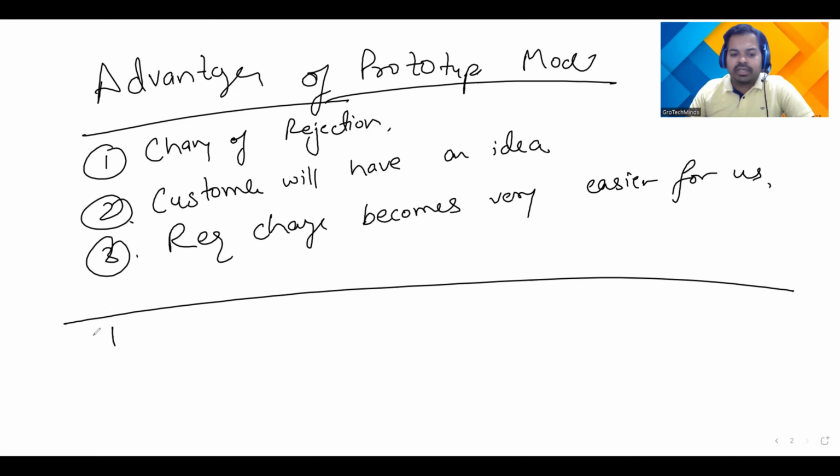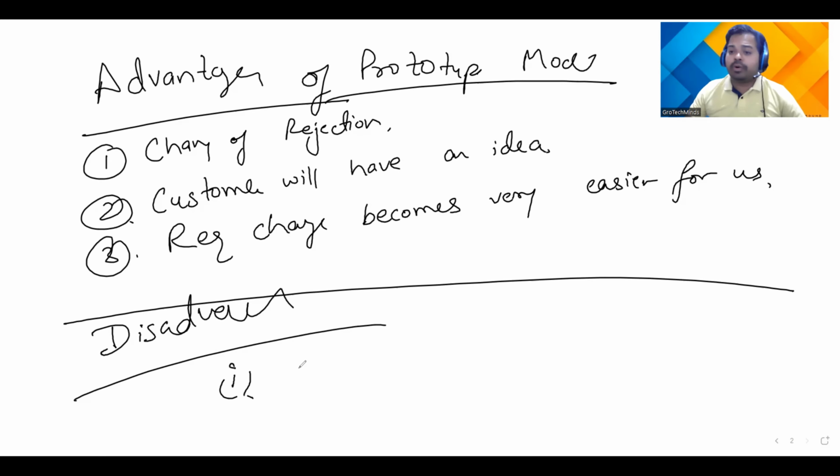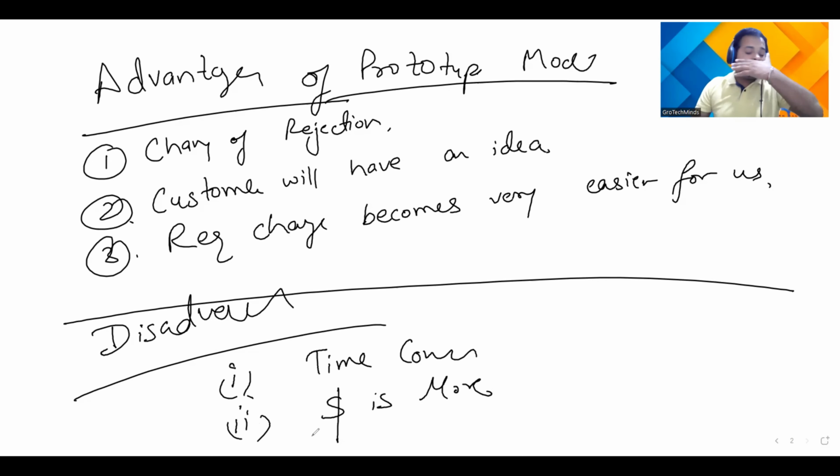And let's not forget the disadvantages. Disadvantages are not many, but let's discuss. The disadvantage of prototype is that it's a time consuming job. And when time is more, what is more? Cost. Money is more. Money involvement is more. When time consumption is more, money involvement is more. Why is money involvement more?